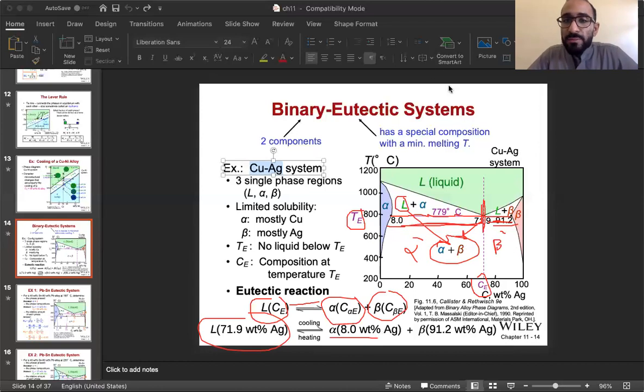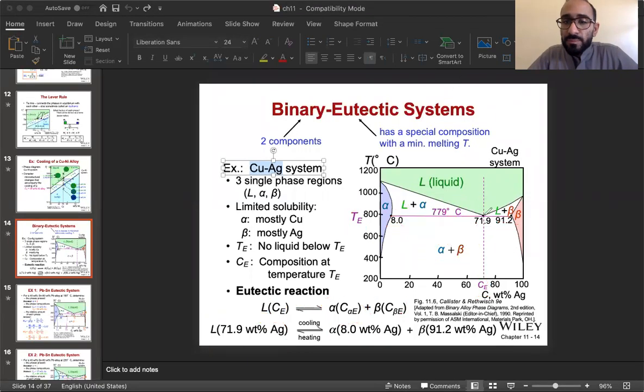So at this point, the liquid can transform to alpha plus beta. Now you have two phases, alpha and beta. For the composition of alpha, you construct the horizontal line, the tie line, until you hit this point and this point. The composition of alpha: you go down from this horizontal line, and it is around 8%. The composition of beta: you go here and then head down, and it is around 91.2%.